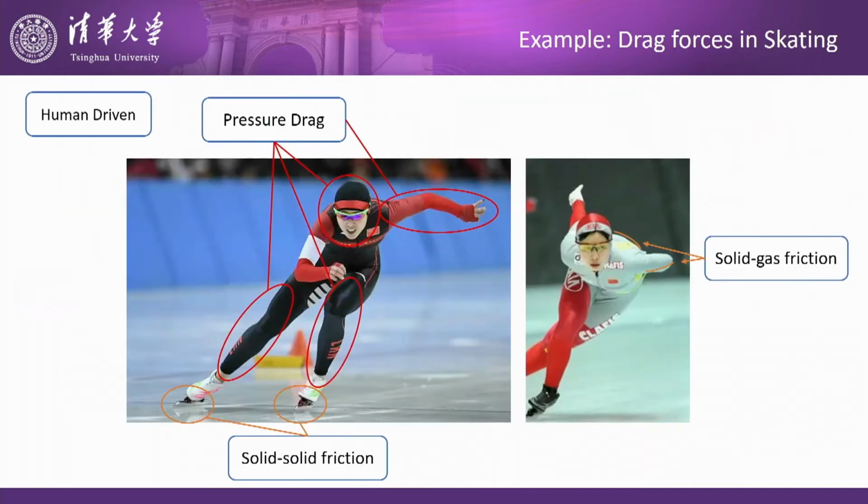Take an example for the drag analysis. First, the human-driven type, skating. The head, arm, and leg are pressure drag. Shoes and ice are solid friction. And on the gesture, mainly solid-gas friction here. But as I said, this part is very small and it's not the main target of our work.